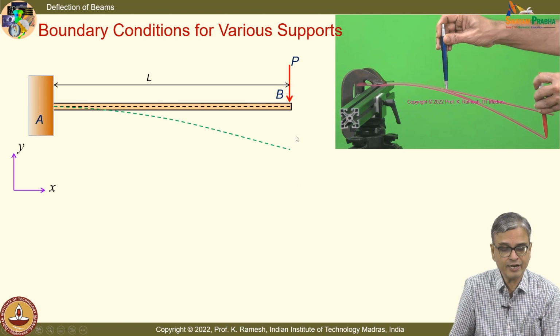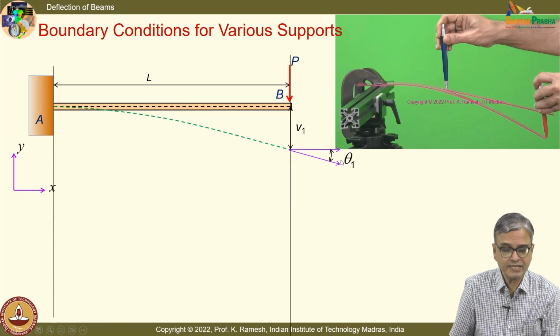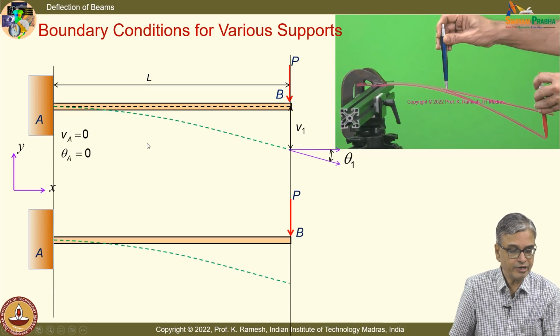So when I put the end load, I have a deflection like this, and at this point you also have a slope. Both of these need to be determined because I have an interest later on. I want to do the principle of superposition where I am going to have problem 1 and 2. So keeping that in mind, it is put as V1 and theta 1, and the boundary condition is VA equal to 0 and theta A equal to 0.